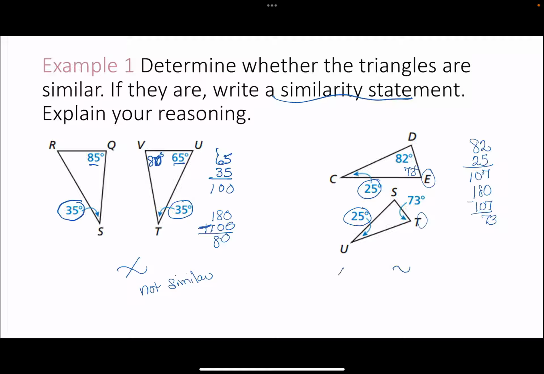So we're going to write a triangle similarity statement. We can choose any way we want to say the names of our triangles. So we might call this triangle CED. So triangle CED would be similar to, I started with my smallest angle, I went to my medium size and my largest, so smallest, medium, large is going to be UTS by angle-angle similarity.